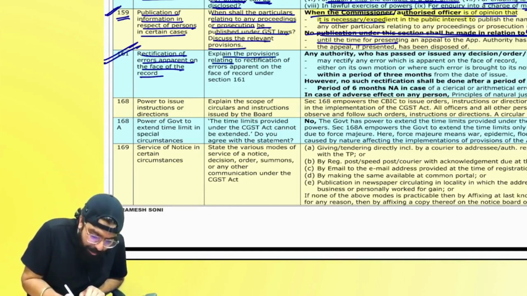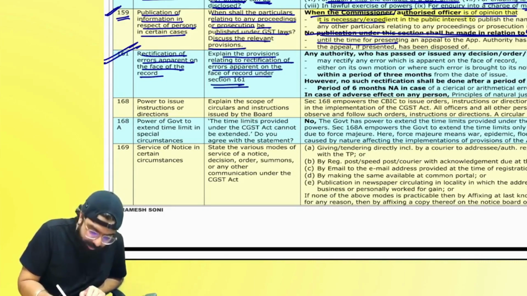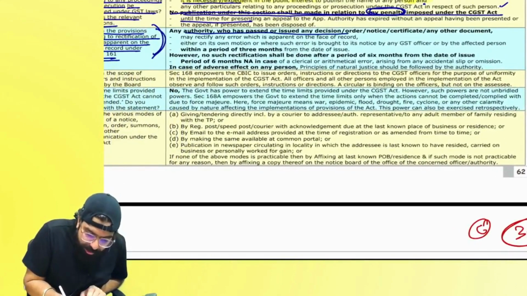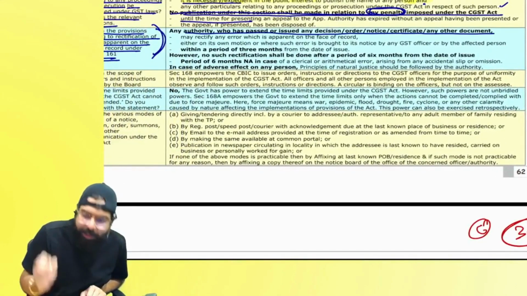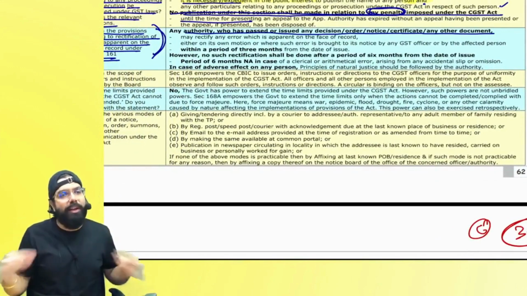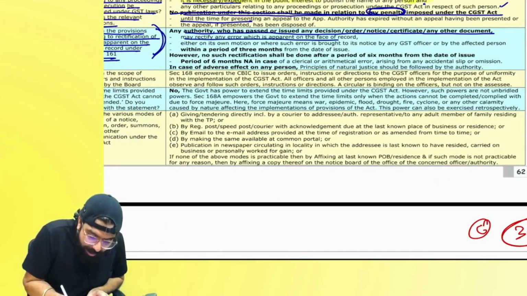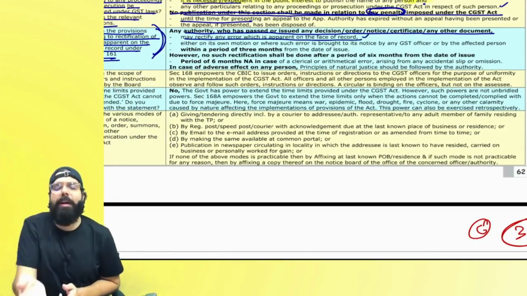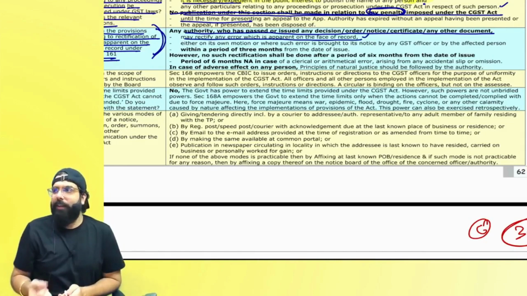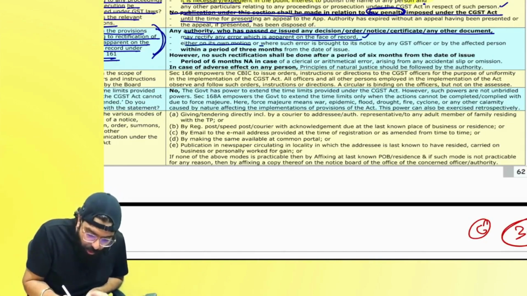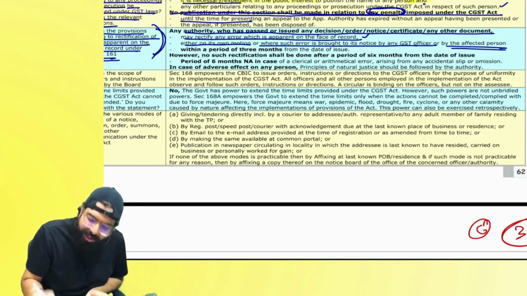It says, explain the provision relating to rectification of error apparent on the face under section number 161. This is your exam question. Any authority who has passed an order or issued any decision, order, notice, certificate or any other document may rectify an error apparent on the face. Sir, it is apparent on the face, copy paste mistake it is. 1 0 added extra. They are telling any mistake either on its own or wherein such error was brought to its notice by any GST officer or the affected person.